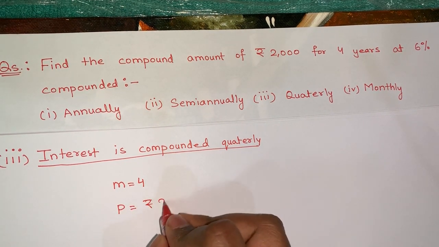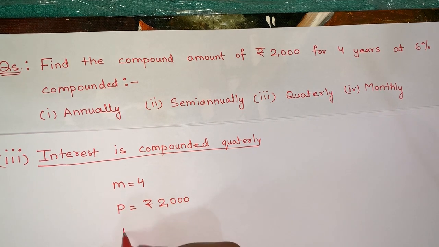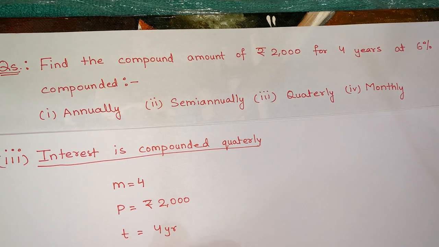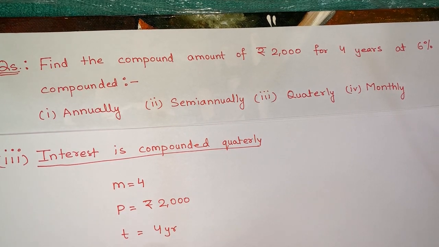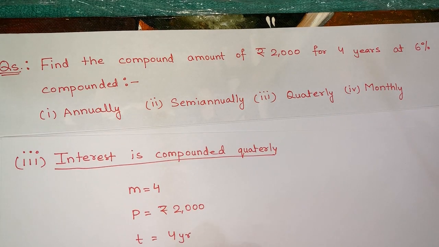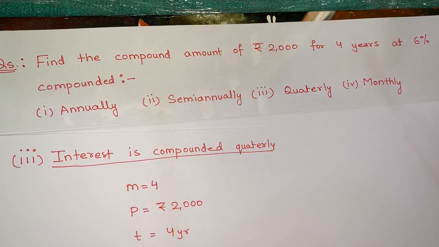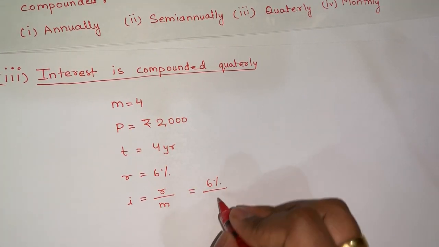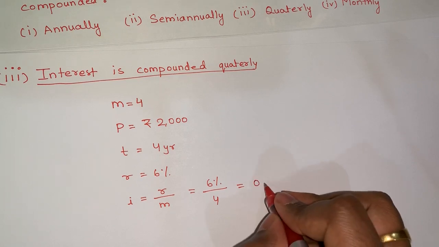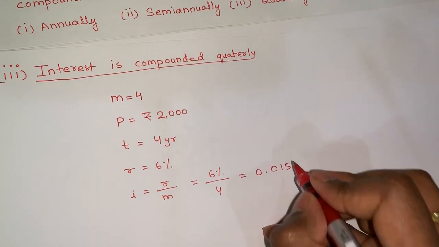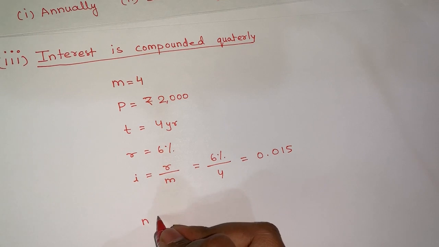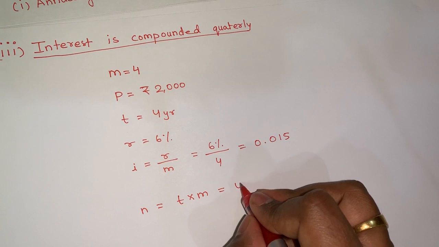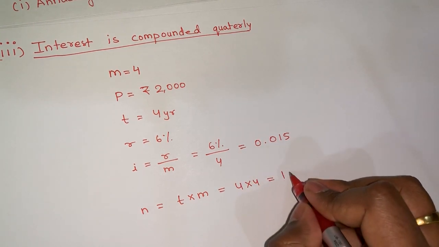Principal is known to us, which is 2000. We know the time period, which is 4 years. We know the rate of interest, which is 6%. So we can calculate what is our i. Our i is r divided by m, which is 6% divided by 4, which is 0.015. We can also compute what is our n. n is equal to t multiplied by m, which is 4 multiplied by 4, which is 16.